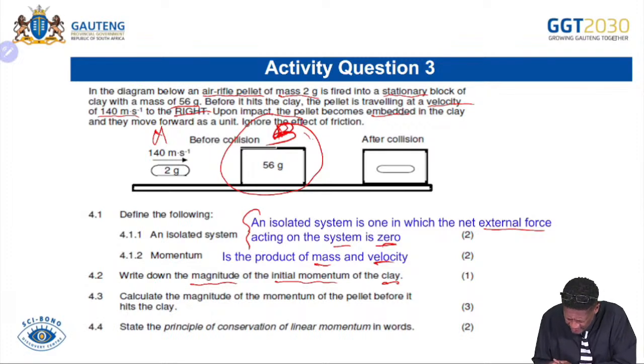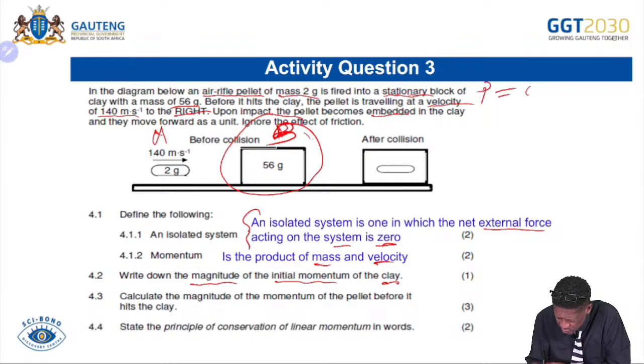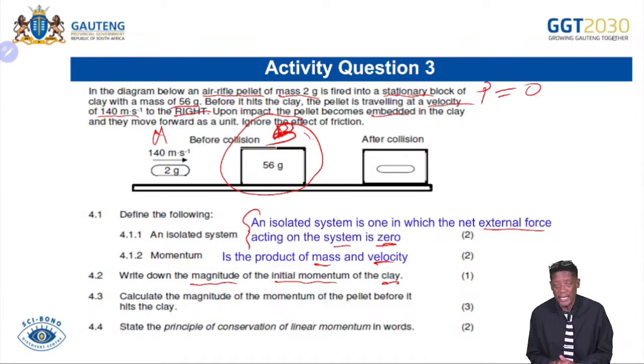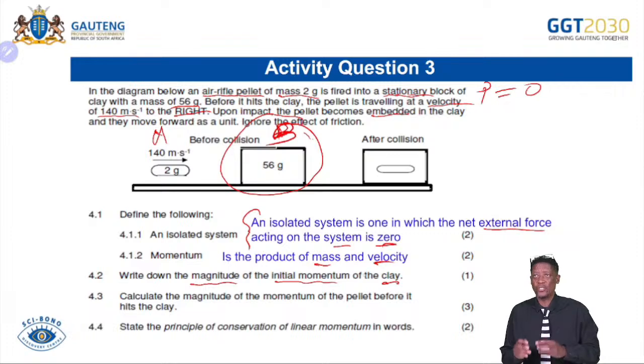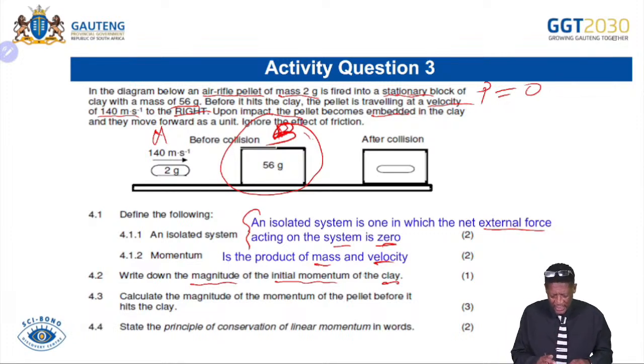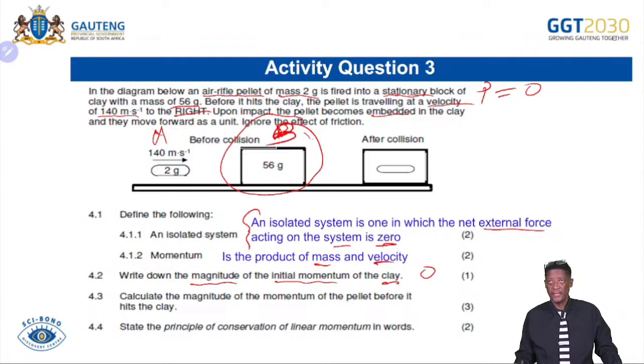They say the pellet is fired into the stationary clay. If something is stationary, what is the velocity? What is the momentum? The momentum is equal to 0 because it's stationary. As we sit here, we are stationary, we are not moving, we are at 0. So write down the magnitude of the initial momentum of the clay. What shows us that it is at the initial state? It is at rest, so it is 0. So here, the 1 mark is 0. There's no movement.